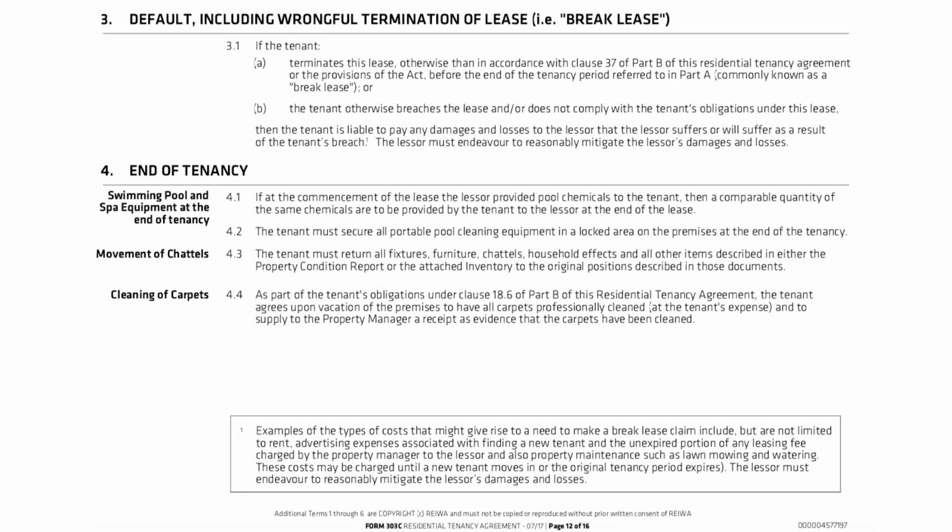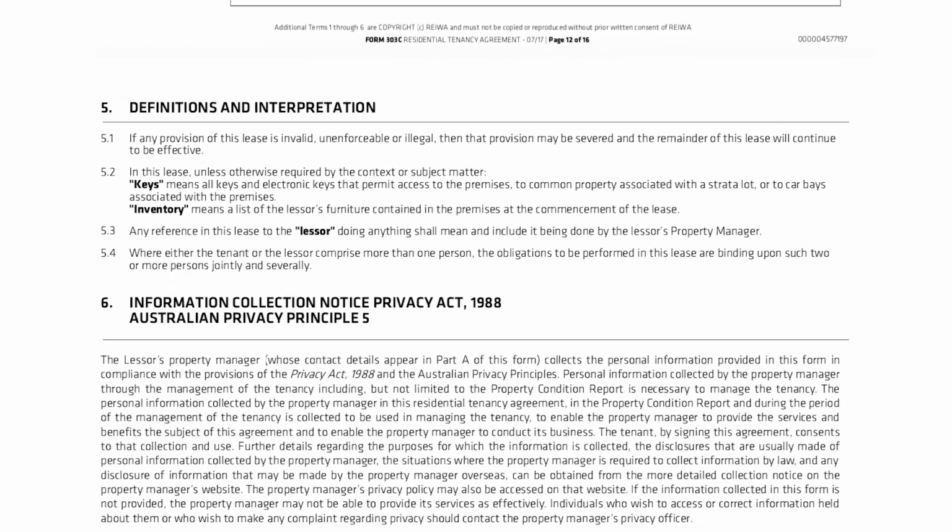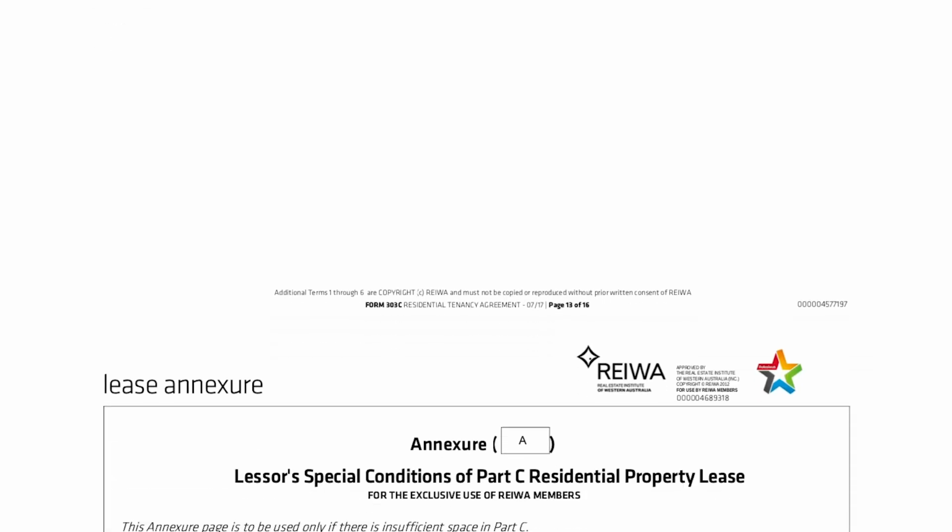At the end of the tenancy, the carpets must be professionally cleaned, and if applicable, the pool must be chemically tested. We're attaching annexures A and B to the lease. I'll go through with those now.